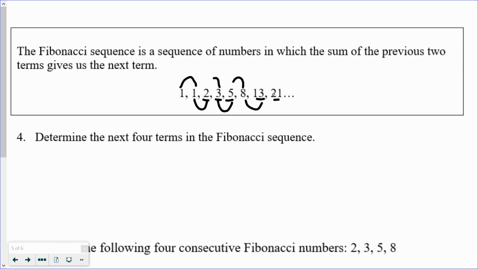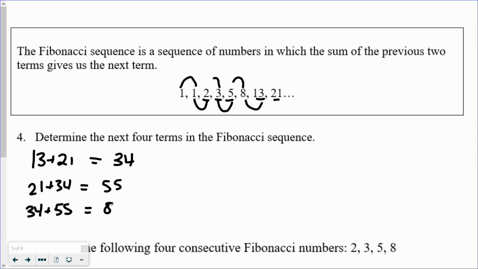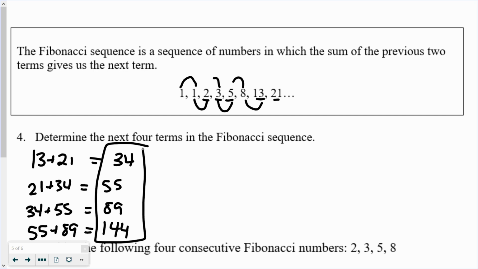So determine the next four terms in the Fibonacci sequence. So 13 plus 21 equals 34. And then it would be 21 plus 34 is equal to 55. 34 plus 55 is 89. And 55 plus 89 is equal to 144. So our next four terms in the Fibonacci sequence are 34, 55, 89, 144.